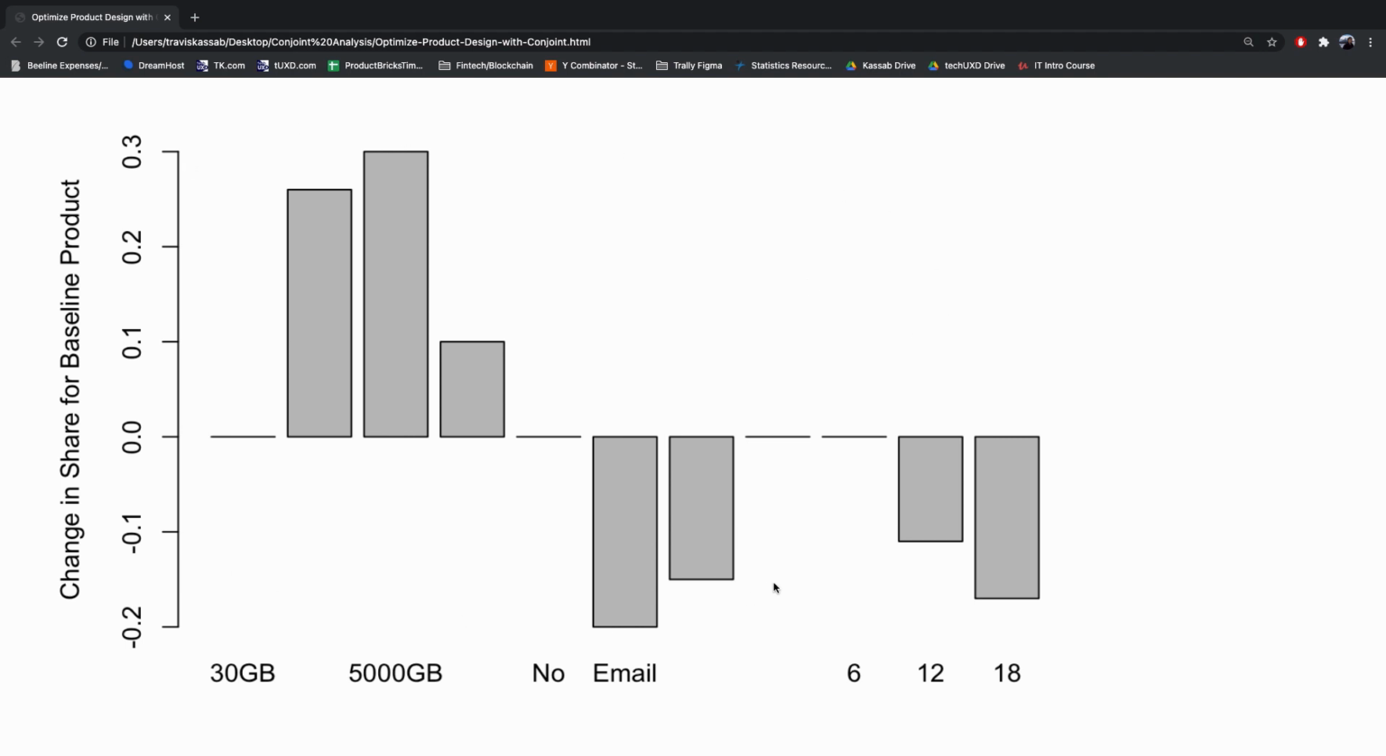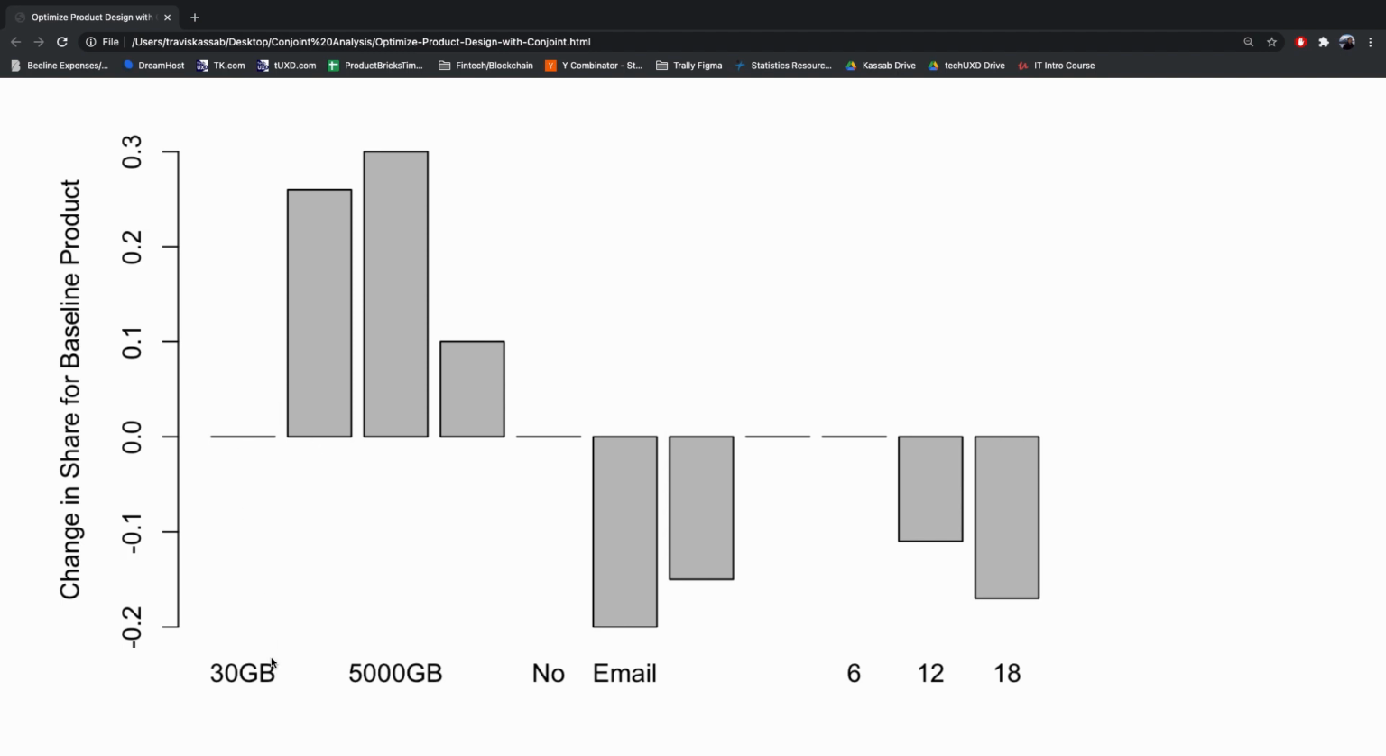Okay, here's the bar chart, and this is called a sensitivity plot. Remember that our product is 30 gigabytes. It does not have customer service. I forgot what this variable is. Email. Okay, yeah, it has email, video chat, and productivity, and we're charging $6 a month for it.